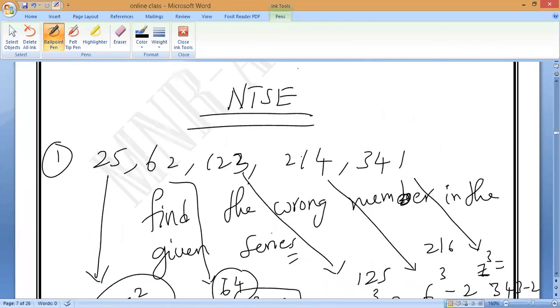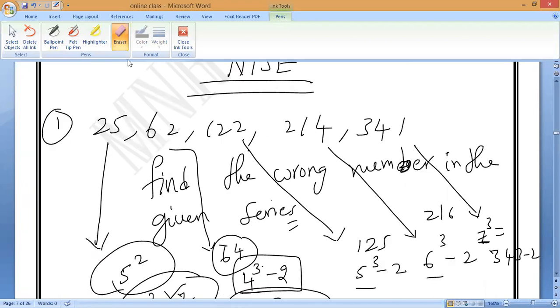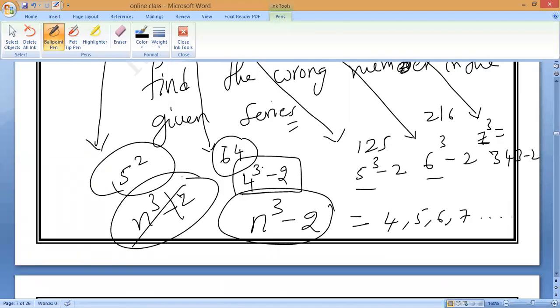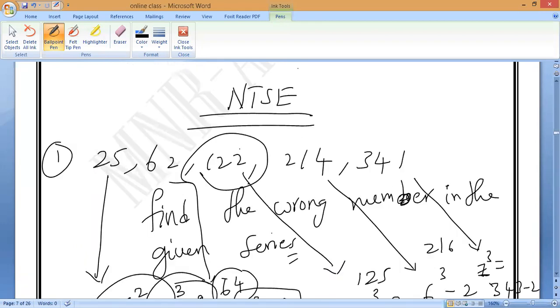Here, 125 minus 2 is 123, so 122 is the wrong answer. Please remember this. So here, n equals 3: 3 cube is 27, and 27 minus 2 is 25, which follows the pattern. So the correct answer is 123, and the odd one out is 122; it is not following this pattern. So what is the wrong answer here in this pattern? 122 is the wrong answer. Correct or not?